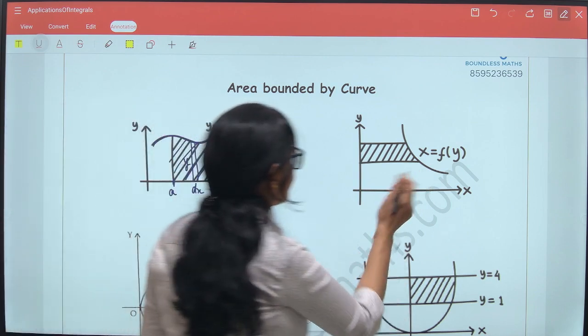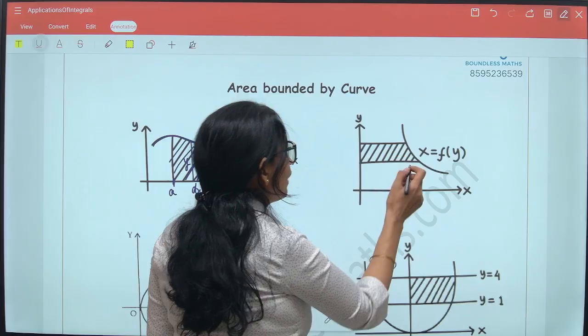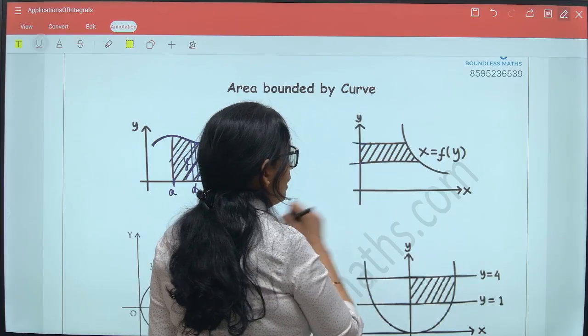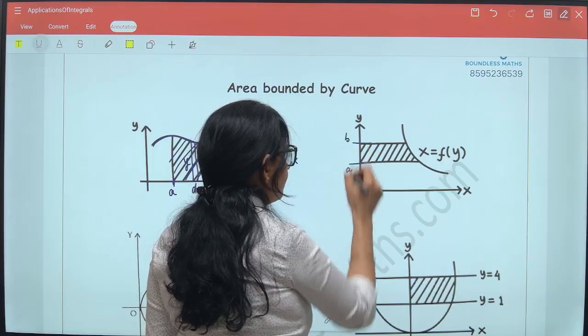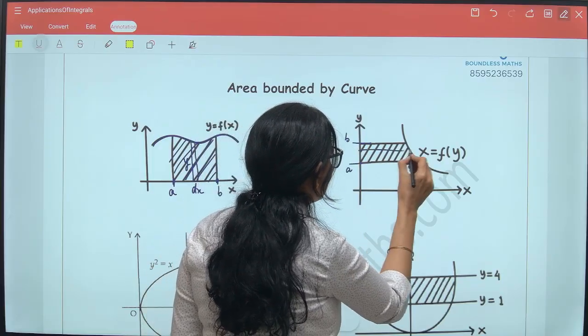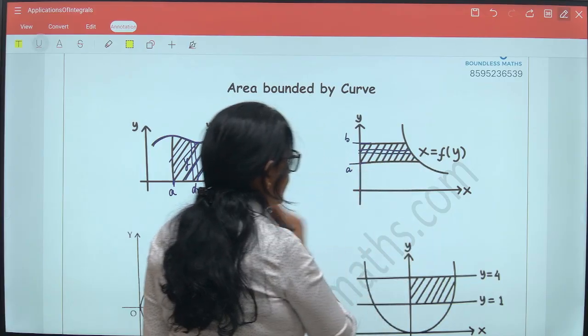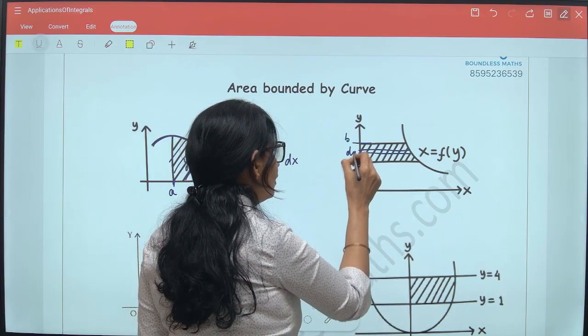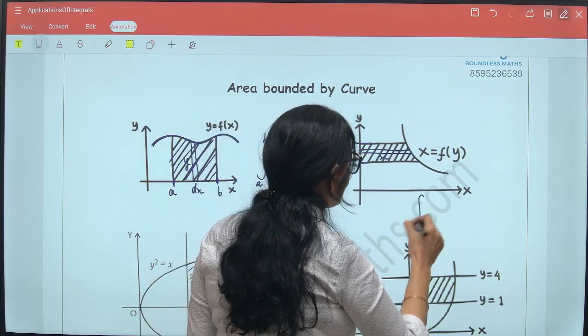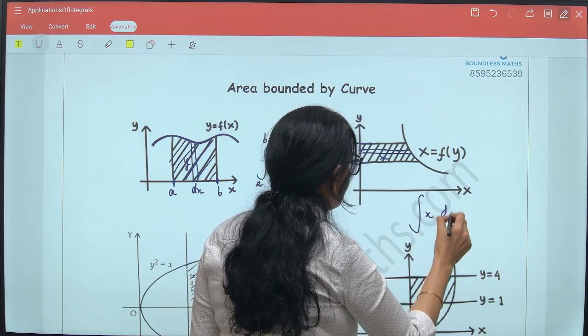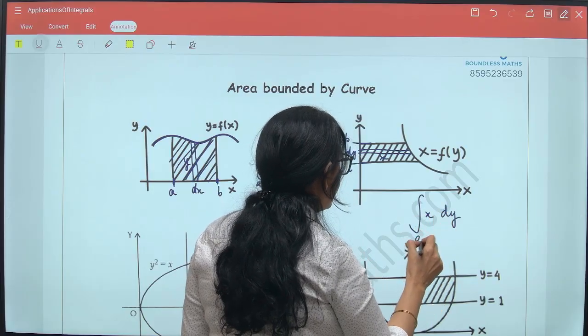Now let's look at this graph. I need to find this much area under the graph bounded by the values of y as a and b. Suppose this is the marginal area that I consider. This space is called dy and here I can write x. That means I need to integrate x with respect to y from a to b.